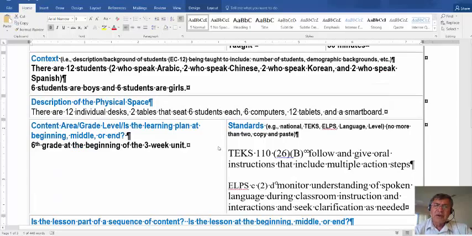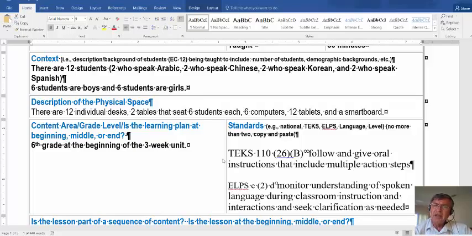Okay, content area, grade level. Okay, this is 6th grade at the beginning of a 3-week unit. 6th grade. Remember, these are 6th graders. Don't have them doing kindergarten activities.